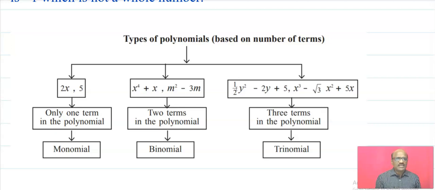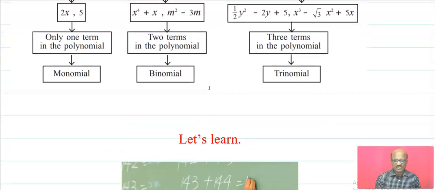Now next is 1 upon 2 y square minus 3 minus 2y plus 5. These are three terms. Again, x cube minus root 3x square plus 5x. Again, here are three terms. Three terms in the polynomial, and therefore it is called a trinomial. These are the polynomials based on the number of terms: monomial, binomial and trinomial.